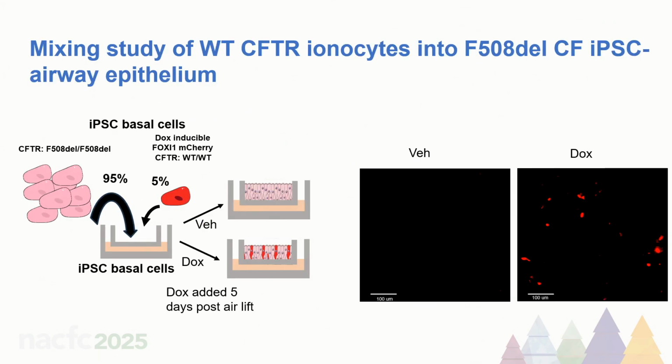And so we ran a very basic preliminary experiment, taking an iPSC line derived from a patient with Delta 508 homozygous genetics. We mixed that with a smaller proportion, about 5%, of our doxycycline inducible FOXI1 mCherry line with wild type CFTR, created a mixed culture, and then treated paired cultures with either a vehicle control or doxycycline to trigger the emergence of wild type CFTR ionocytes.